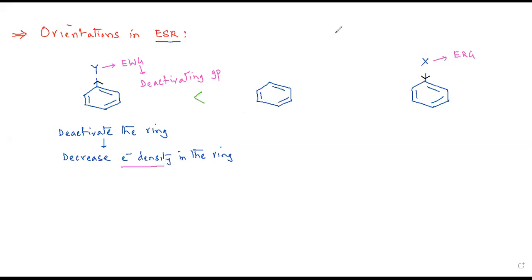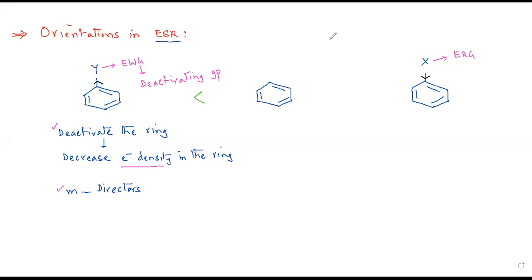And let me also tell you that the deactivating groups are all meta directors. But for this, I need some more time to explain. All electron withdrawing groups, all deactivating groups, are meta directors. I'll tell you why and how later, within no time.